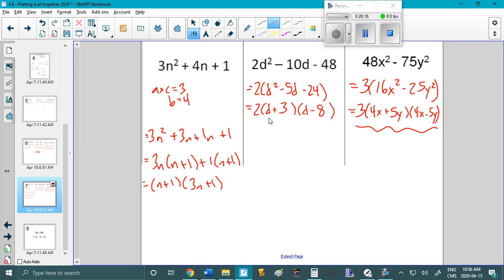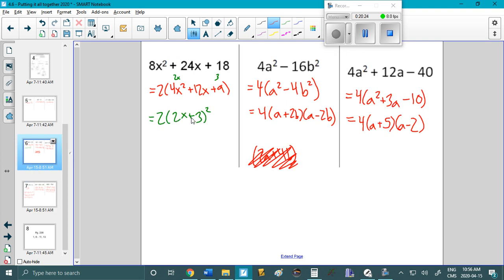If I asked you for the zeros here, they'd be -3 and 8. Here, they'd be -1, -1 over 3. The zeros here would both be -3 over 2. Again, two letters, so I'm not going to ask you for the zeros. And here, -5 and 2.